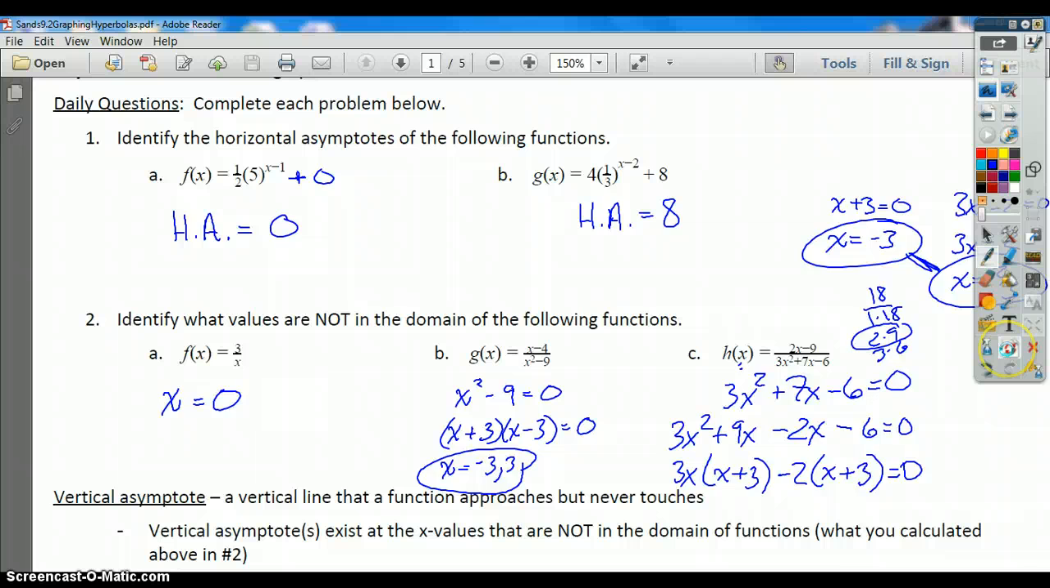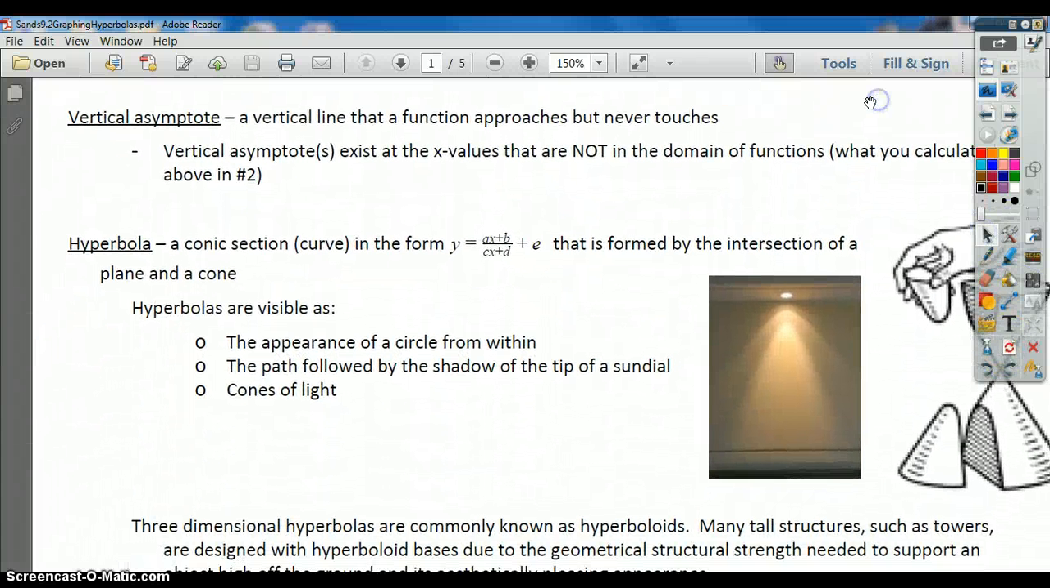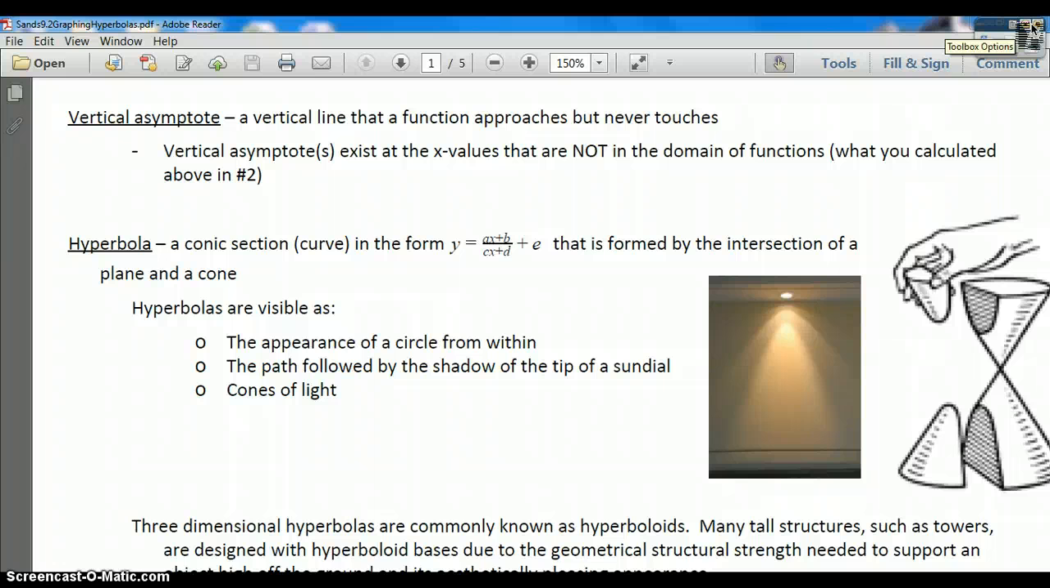Okay, so if we take a look at vertical asymptotes, these are a little more involved. Okay, a vertical line that a function approaches but never touches. Exactly like the horizontal asymptote, but it's a vertical one. Vertical asymptotes exist at the x values that are not in the domain of the function. What you just calculated basically in number 2, that would be a vertical asymptote.